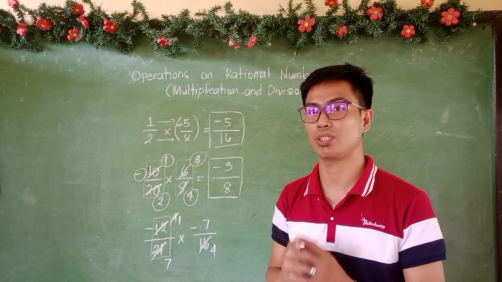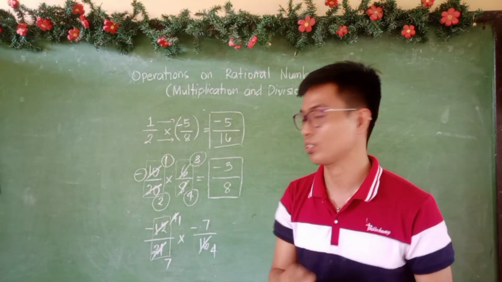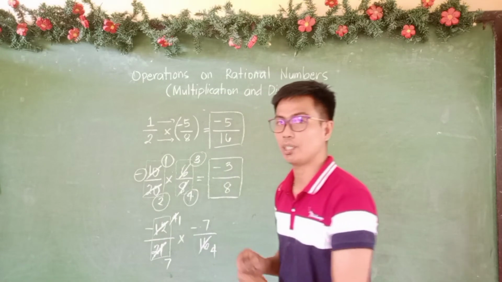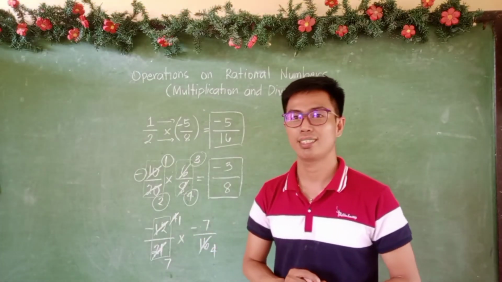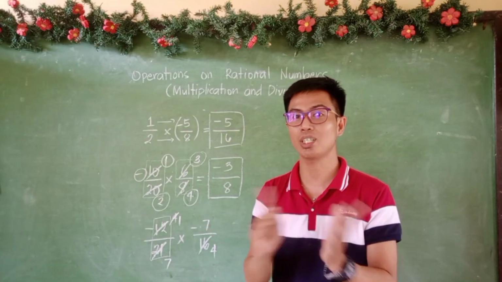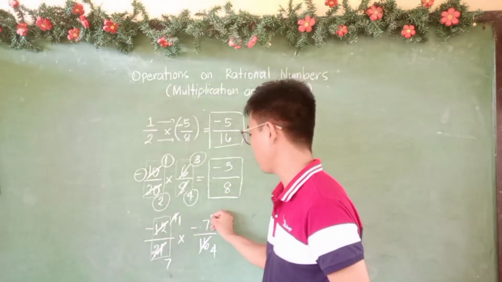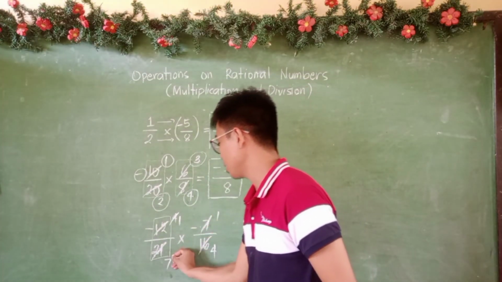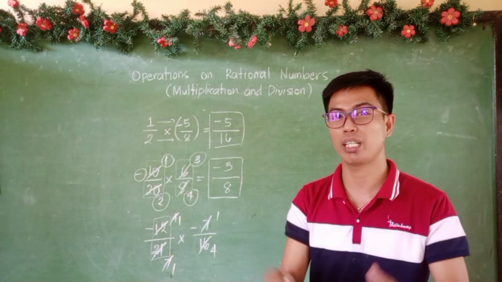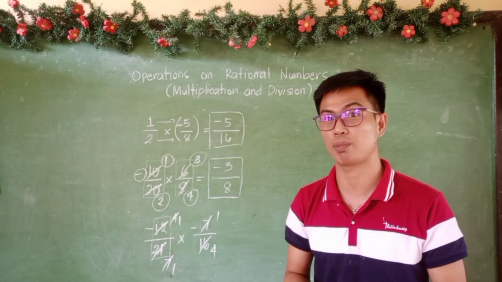Then yung pangalawa is yung huli, yung sunod na cross. Dito naman, yung dalawang magka-cross. So kung mapapansin nyo, 7 and 7. So since parehas sila, gagawin lang natin sila equal to 1. So 7 will become 1 and this one is also 1. Then bibilugan lang natin yung mga natira para hindi kayo malito pag multiply.